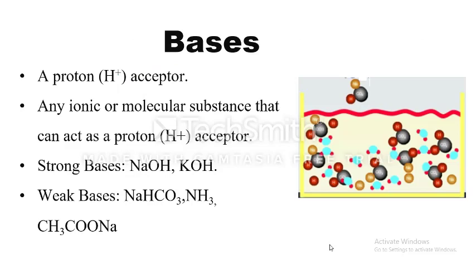What are the bases? Any substance that is a proton acceptor is a base. Any ionic or molecular substance that can act as a proton acceptor is a base. There are also two types of bases, strong and weak bases. Sodium hydroxide and potassium hydroxide are examples of strong bases because they can easily accept protons, while sodium bicarbonate, ammonia, and sodium acetate are examples of weak bases. They do not accept protons easily.